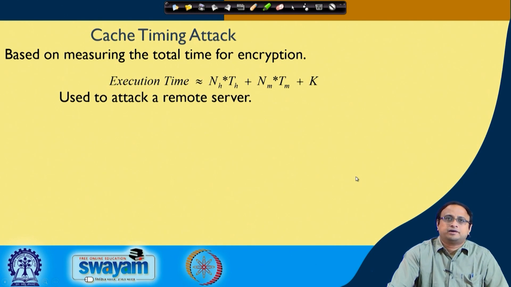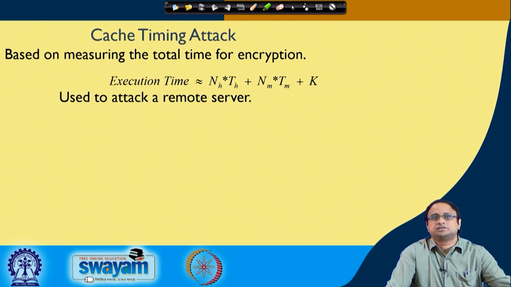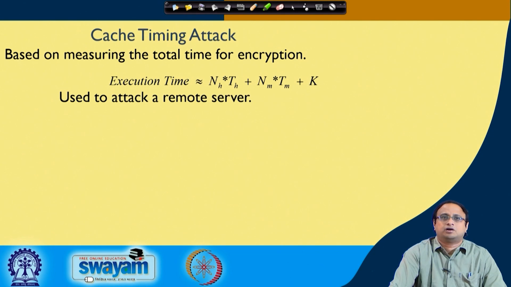So now there are different variants of cache attacks. There is another very important class of attacks called cache timing attacks, and this is even more powerful because it claims that it can potentially work over the network, and therefore can potentially be used to attack a remote server.